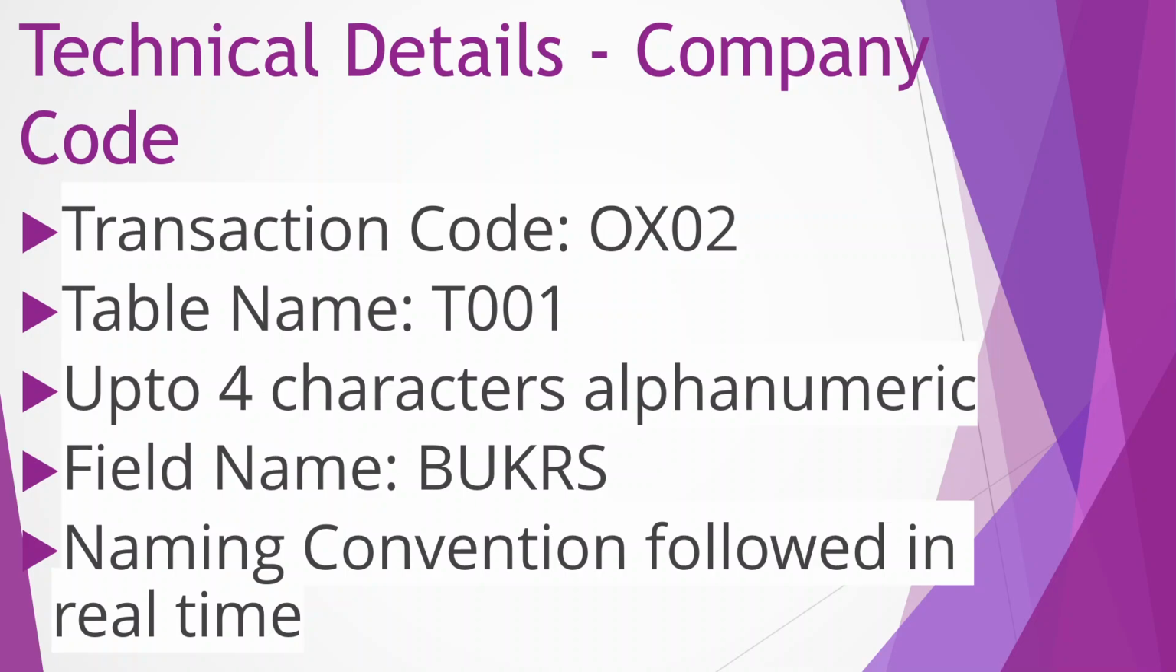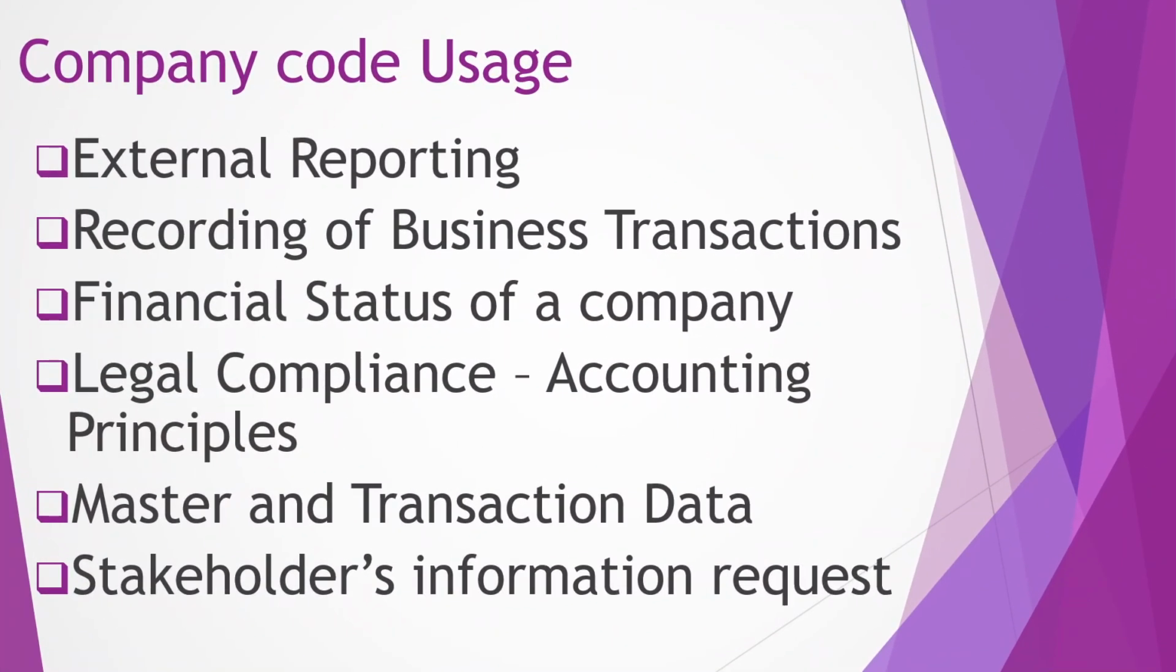I hope whatever I have explained so far is clear to you all. Let's move further. So what is the use of the company code? What is the actual use of the company code? First and foremost, the company code is created for external reporting to be generated out of the system, by setting up the company code, maintaining the master data and inputting the transaction data as well. So basically it is meant for external reporting.